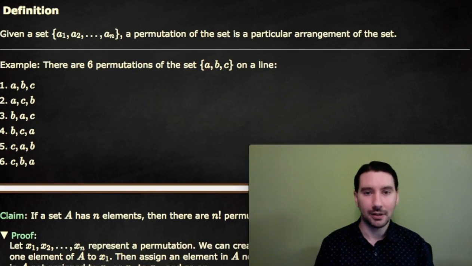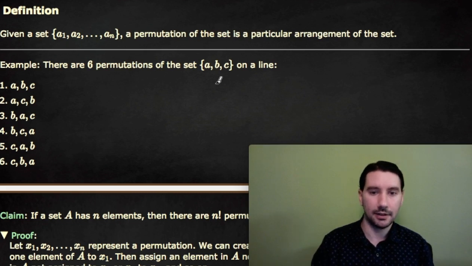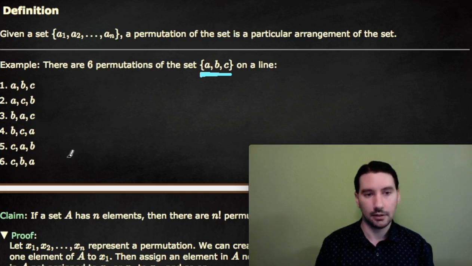In this lesson, we're going to talk about permutations. So what is a permutation? Given a set of elements a1, a2 to an, a permutation is just an arrangement of that set. So for example, if we're given the set ABC, there are 6 permutations of ABC in a line. We could write them ABC, ACB, BAC, BCA, CAB, or CBA. So they're just a particular way to order the elements of the set.